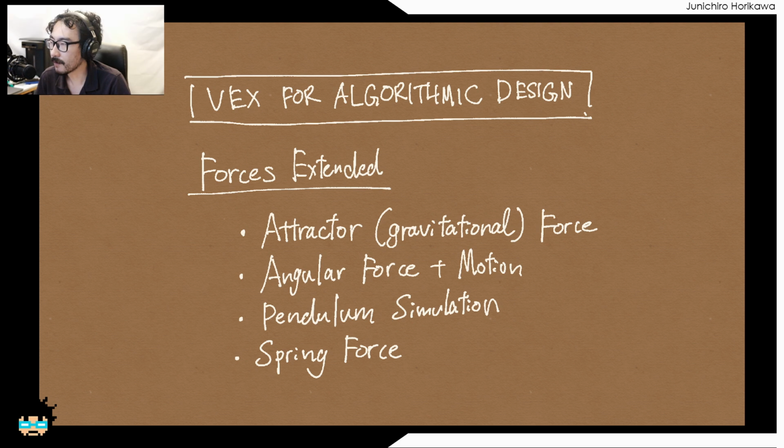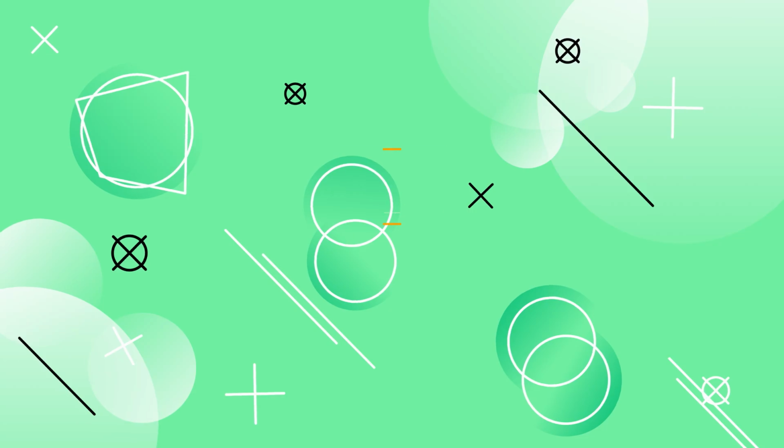And this is the outline for today's topic. What I'm going to talk to you about is mainly four types of forces. One is attractive force, angular force, motion, and pendulum simulation. And last of all, I'm going to show you how you can implement a spring force using VEX.